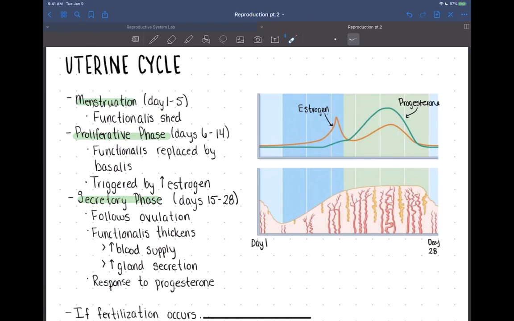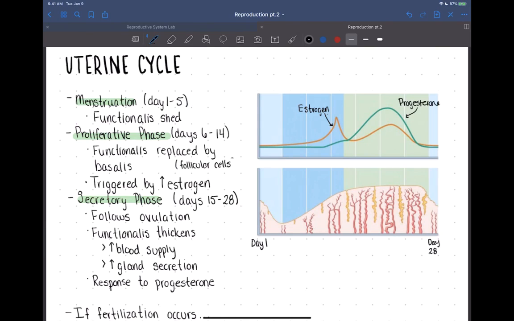And you can see in this picture, these are the endometrial glands that they're showing here, these kind of yellow glands. So those are the endometrial glands. In the proliferative phase, we're going to be replacing that functionalis, and this is driven by the increase in estrogen. Now, where is that estrogen coming from? Remember that estrogen is from those follicular cells.